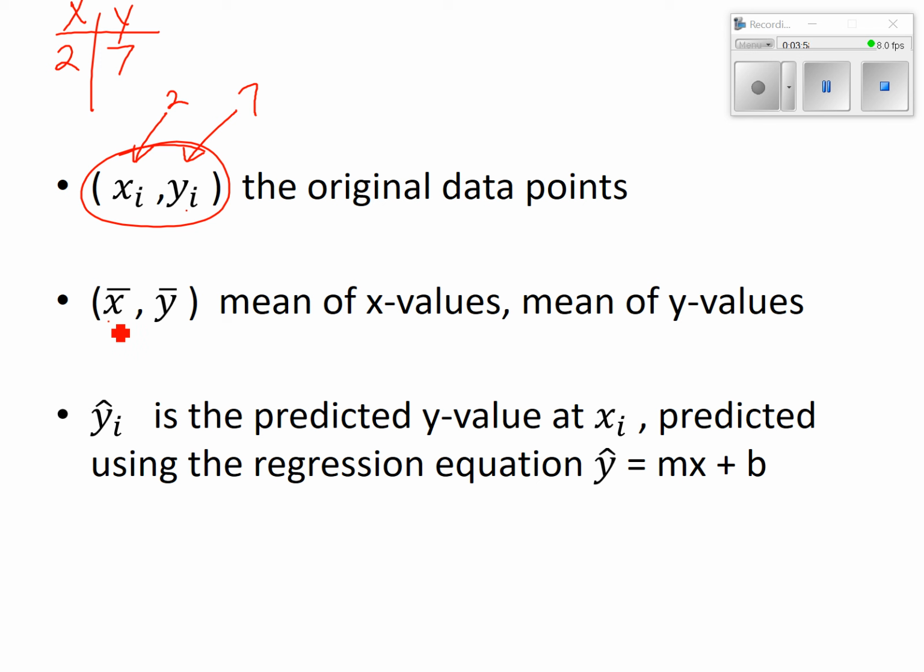X bar is the mean of the X values. So if you added up all the X values that you have in your data and divided it by how many of them there are, that's what X bar is. Y bar is the mean of all the Y values in the data.